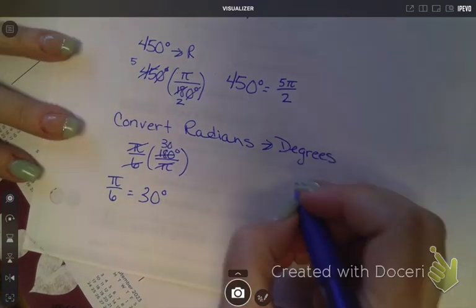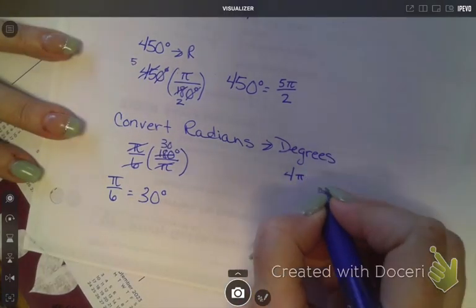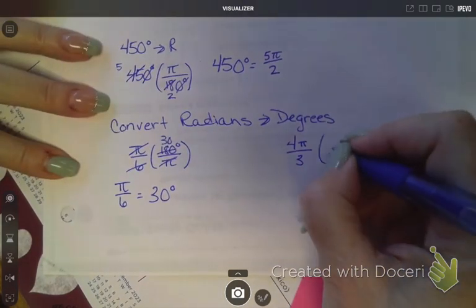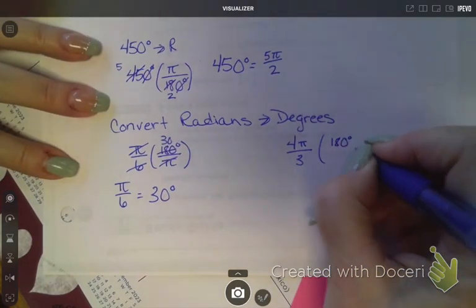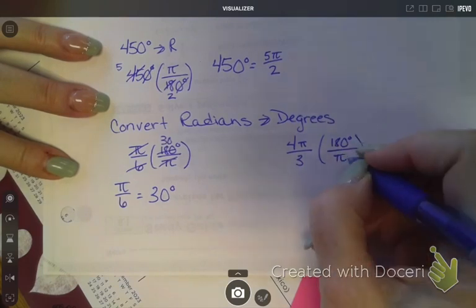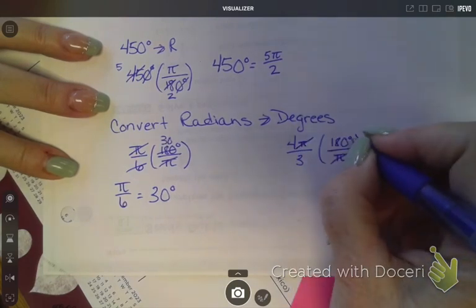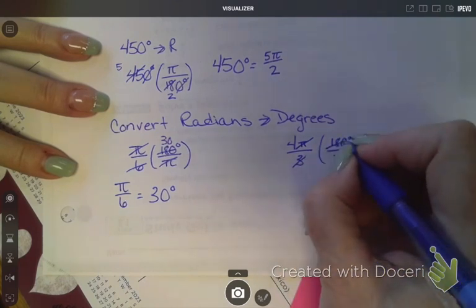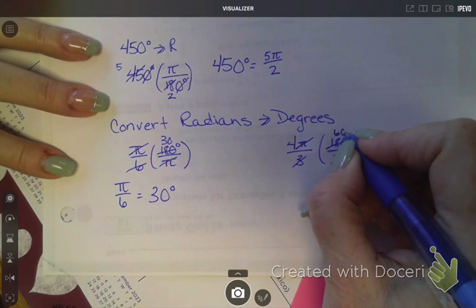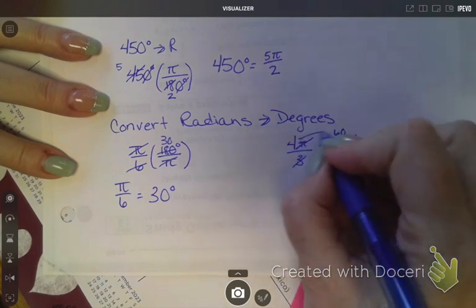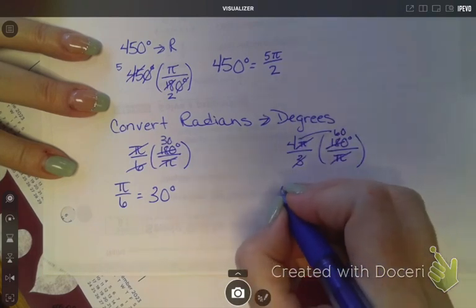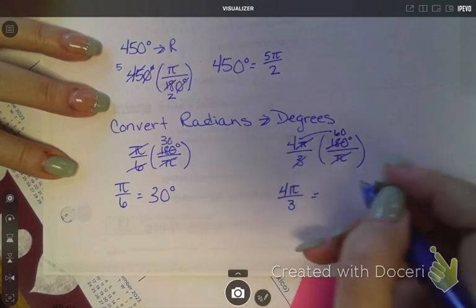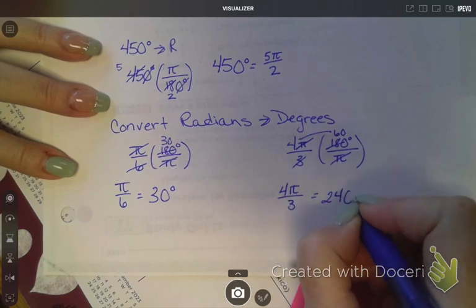Okay, so we're going to convert 4 pi over 3 to degrees. Again, I'm just going to do my 180 degrees over pi. I want my pi's to reduce out and my degree to come back in. 3 goes into 180 60 times. So I have 4 times 60. So 4 pi over 3 is equal to 240 degrees.